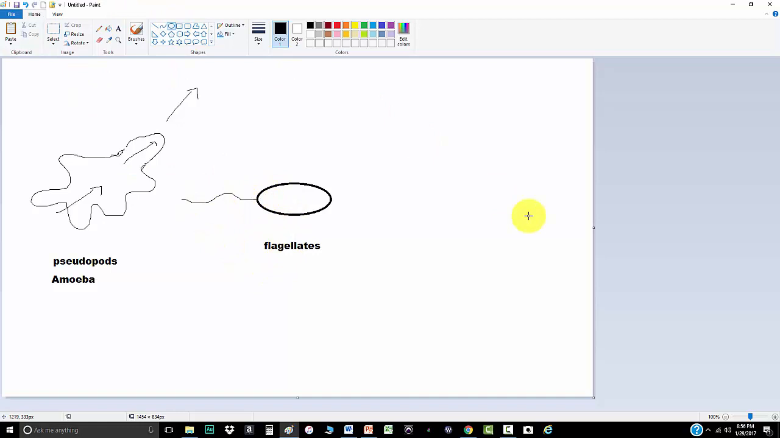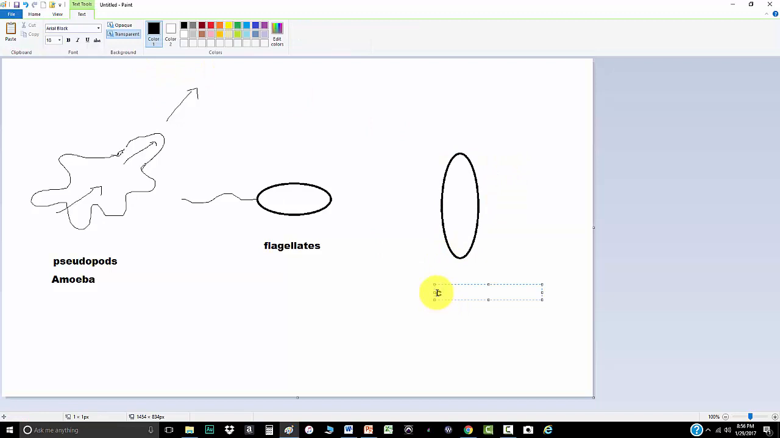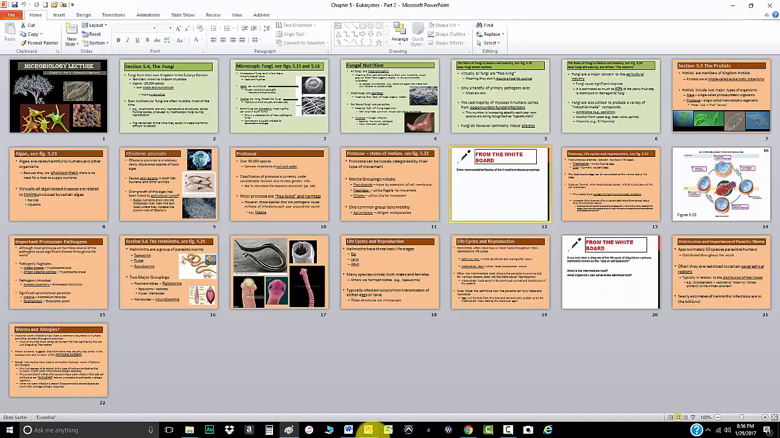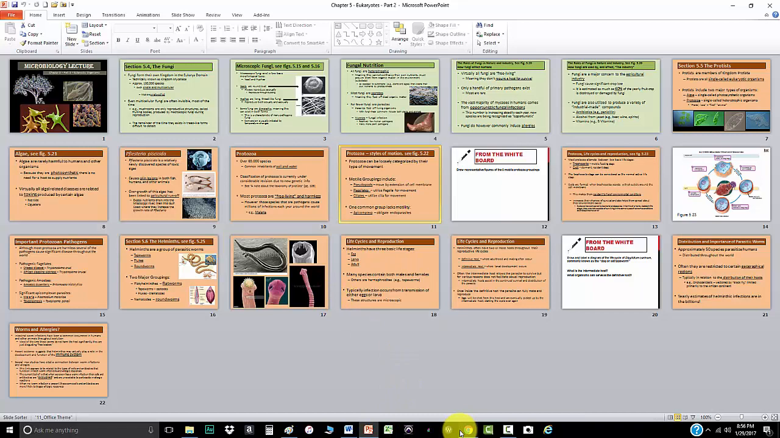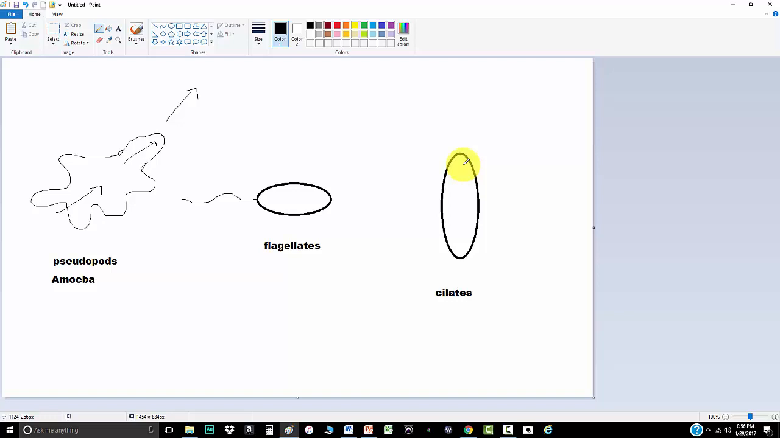Finally, the ciliates. Ciliates are organisms with the cilia. And these are organisms that utilize the cilia for movement in this case. So if you remember from the first part of Chapter 5, sometimes they use these for filter feeding. So in this case, we're talking about how they use them for movement. So these are little hair-like extensions that occur all around the outside of the cell, like this. And just keep going. Those are the ciliates.